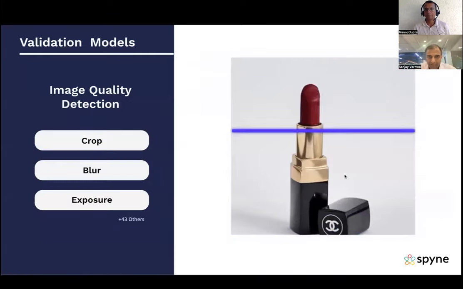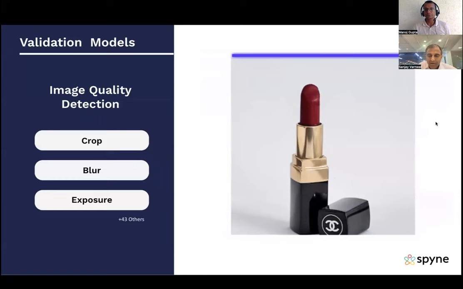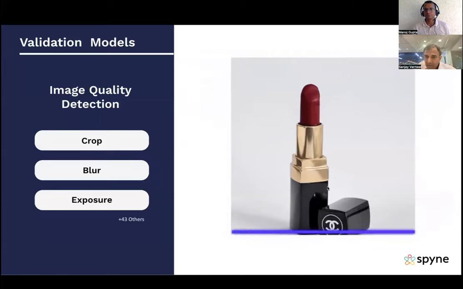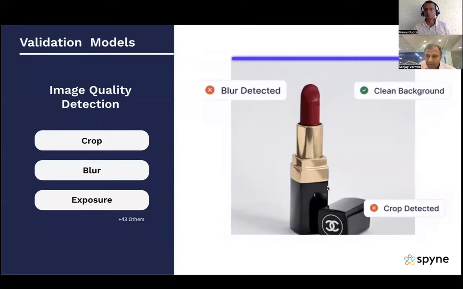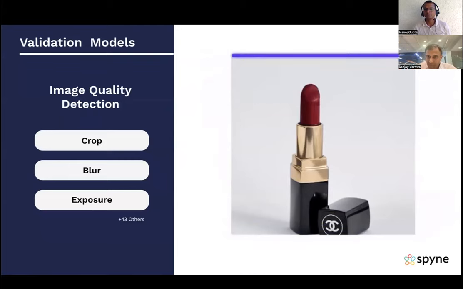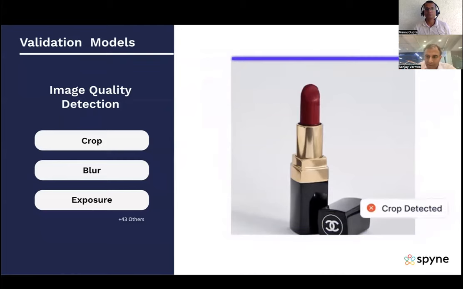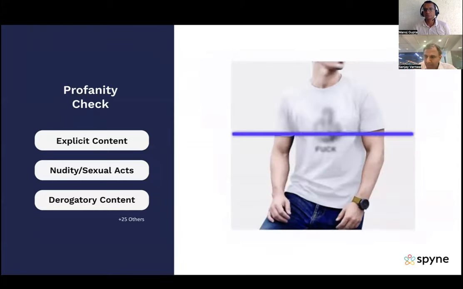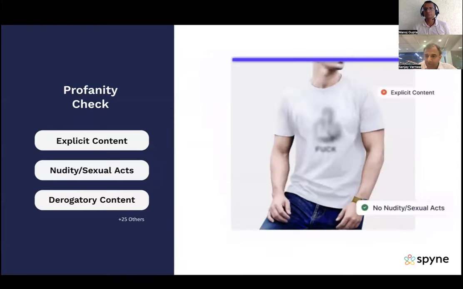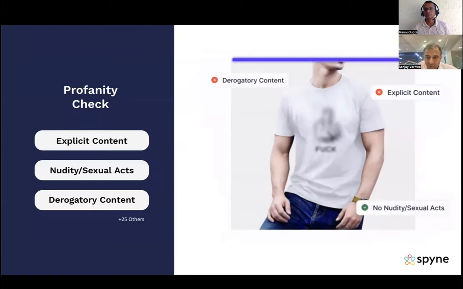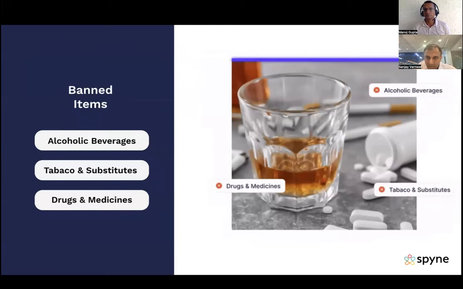Let's say this is a piece of lipstick. It will auto-detect the cropped part of the object. It will auto-detect blur and exposure issues. These are all validation models that I'll take you through, and then we'll talk about the transformation models as well. We will also be able to correct these anomalies or issues. Marketplaces have all the images coming into their portals, so we automatically detect what kind of conditions they want to avoid, such as profanity. Banned items are again part of that system itself.